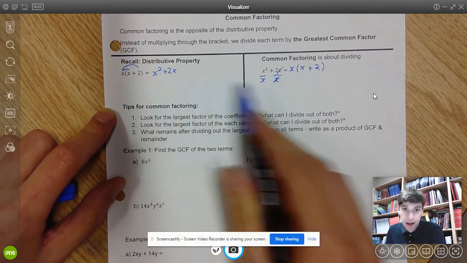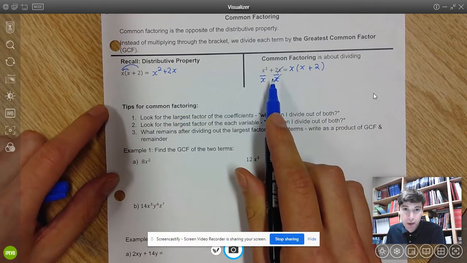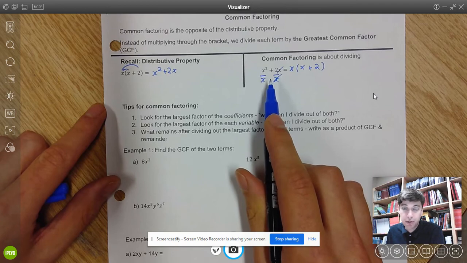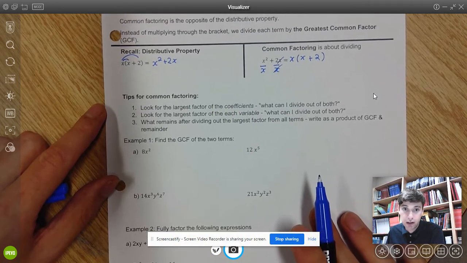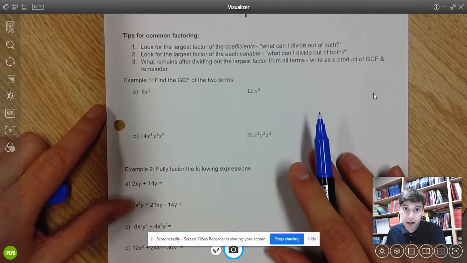So if we compare the left and the right, common factoring is just going backwards, or doing the opposite of the distributive property. And we're going to go through a few methods to common factor today.